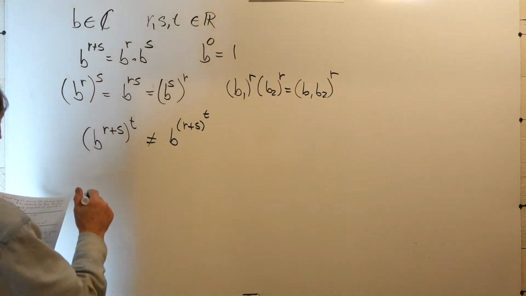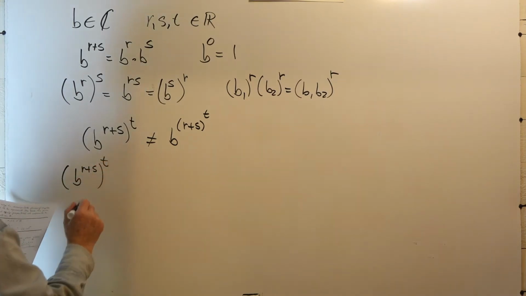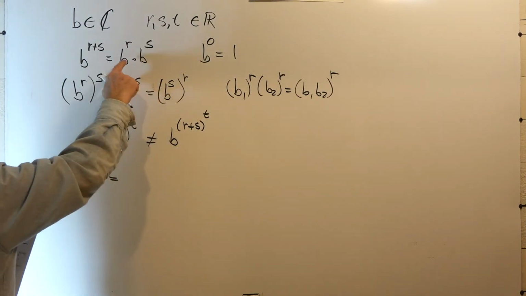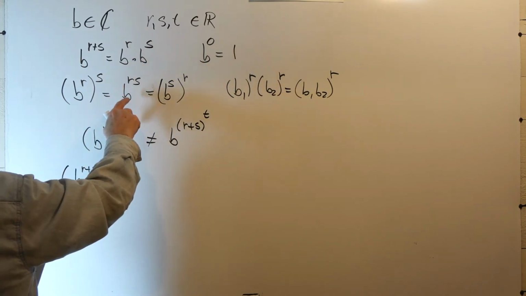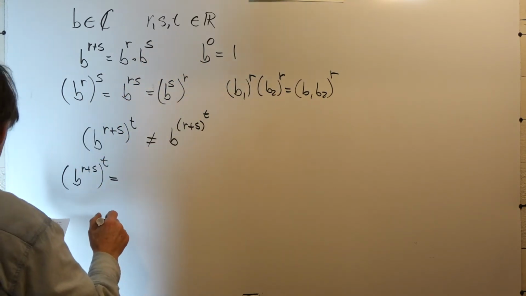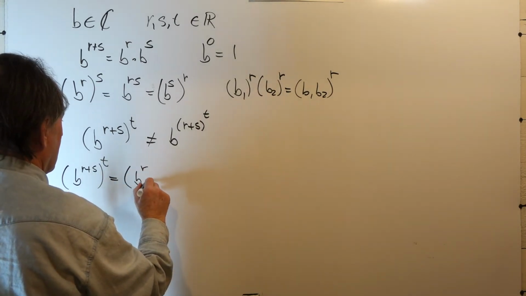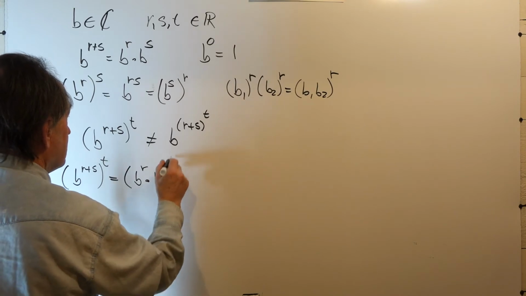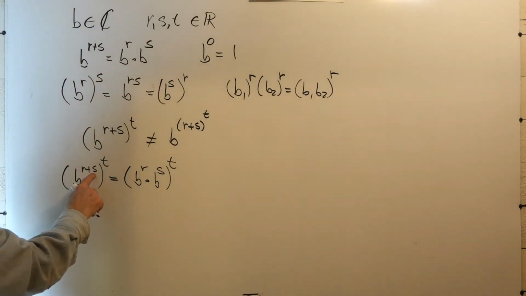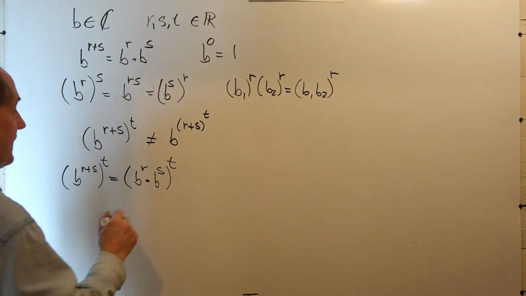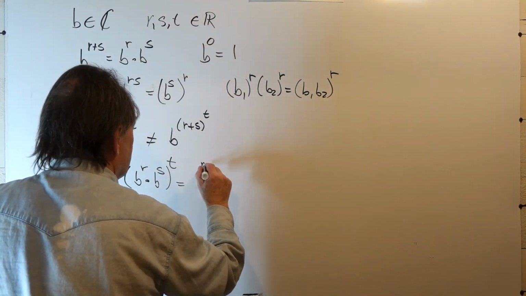And let's show that. If we have b to the r plus s raised to the t power, using this property right here, we multiply through by t, so this becomes b to the r times b to the s raised to the t power. Using this property here, b raised to the r plus s is just b to the r, b to the s, and now we use this property to distribute the t through.